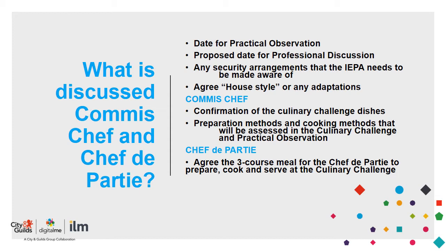For Chef de Partie, the independent endpoint assessor decides which of the 3 starters, mains and desserts the apprentice will cook as a 3-course menu for 2 people. Again, the exact requirements of the criteria that need to be met are found in the Chef de Partie endpoint assessment pack.